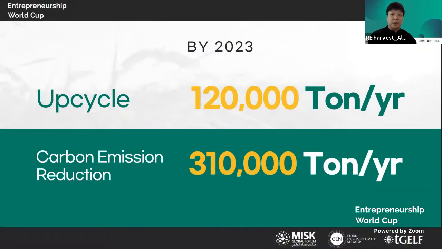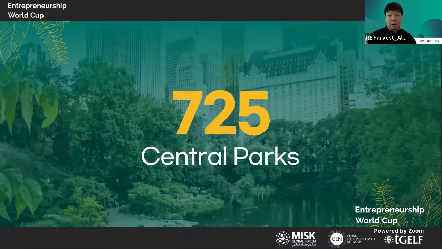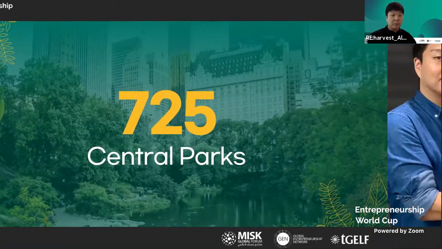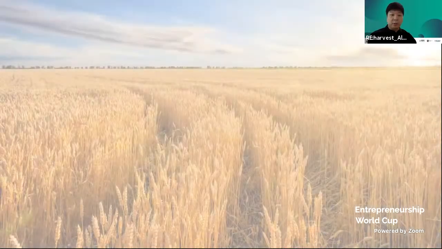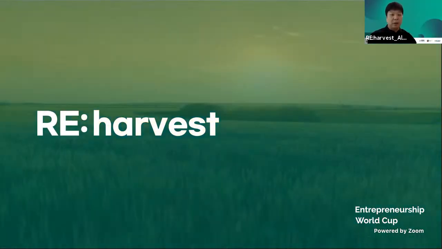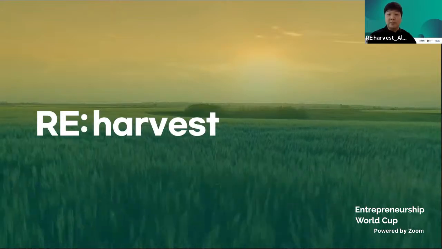And by 2023, in terms of social impact, we're going to upcycle 120,000 tons of byproducts per year, which is equivalent to saving 310,000 tons of carbon annually as well. And to put it in easier terms, we're going to make about 725 Central Parks, in order to save the carbon that we're going to save by 2023. At Reharvest, we're composed of a team that has more than 10 years of experience in product strategy, product development, management, and also business development as well. At Reharvest, we're going to reharvest all the byproducts, and through upcycling, we're going to create a sustainable circular economy within the F&B industry as well. Thank you very much for listening.